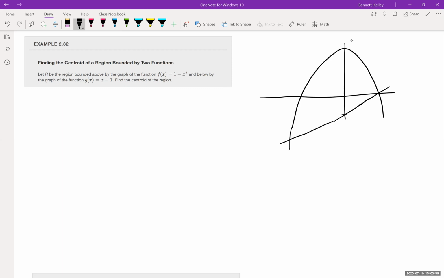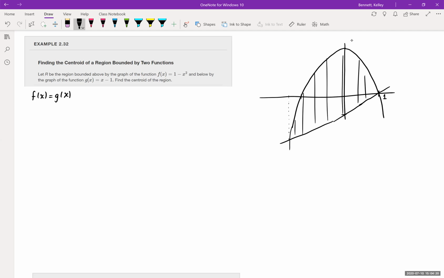So I definitely know that this here is one of the roots of my parabola, which is positive 1. The other root is at negative 1, but that's not the point of intersection for us. The point of intersection is going to be a bit further out here. So to determine that, in order to get my limits of integration for my region, I set f of x equal to g of x.